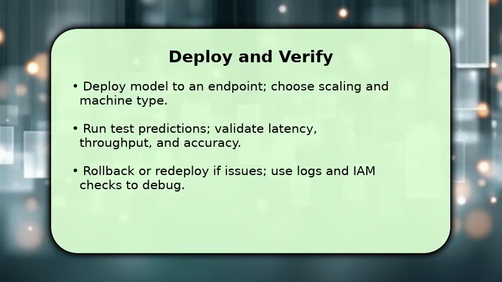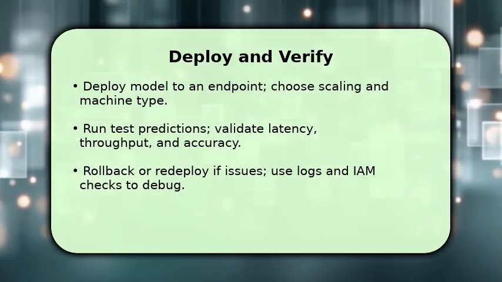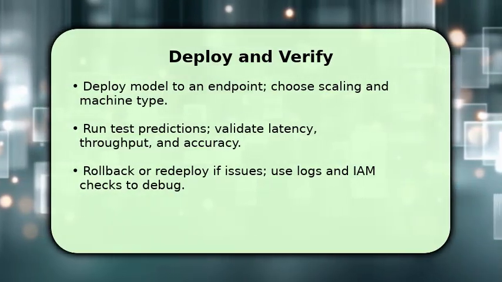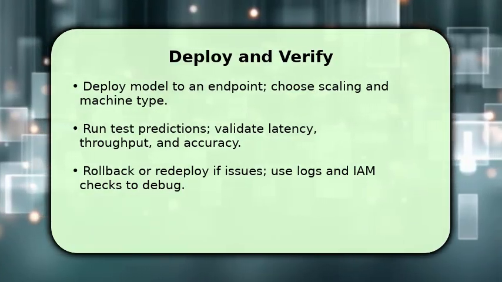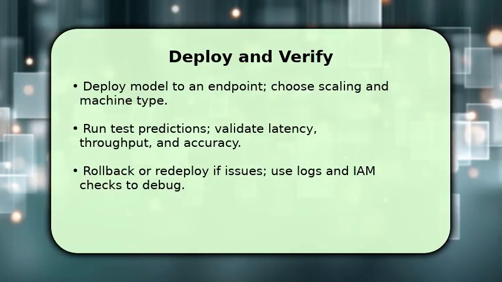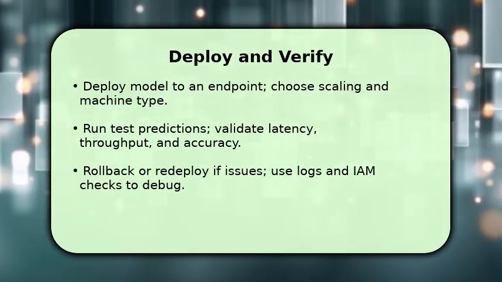Finally, deploy your trained model to an endpoint in Vertex AI Studio. Pick a machine type and auto-scaling policy that match expected traffic. Once deployed, run test predictions from the console or via the SDK to verify latency, throughput, and quality. Make sure you test edge cases and auth flows.